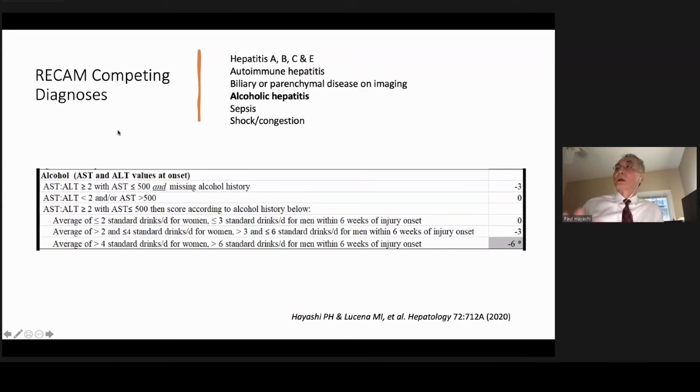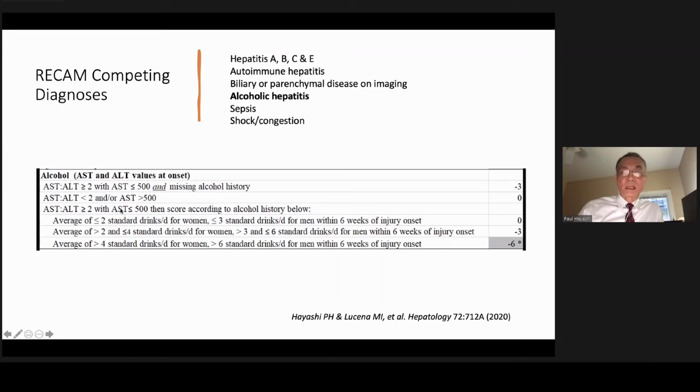We kind of redid all the competing diagnoses to try to make them much more rigid so that you don't have this question, did you rule it out? We want you to enter from a drop-down list various test results, and then the computer will decide, hey, you ruled it out or you didn't. To give you an example, I give alcoholic hepatitis because I want to point out a couple things. The user just enters the AST and ALT at onset. The computer decides if this is even possible alcoholic hepatitis. If it is not, then this window won't even show up on your user interface.